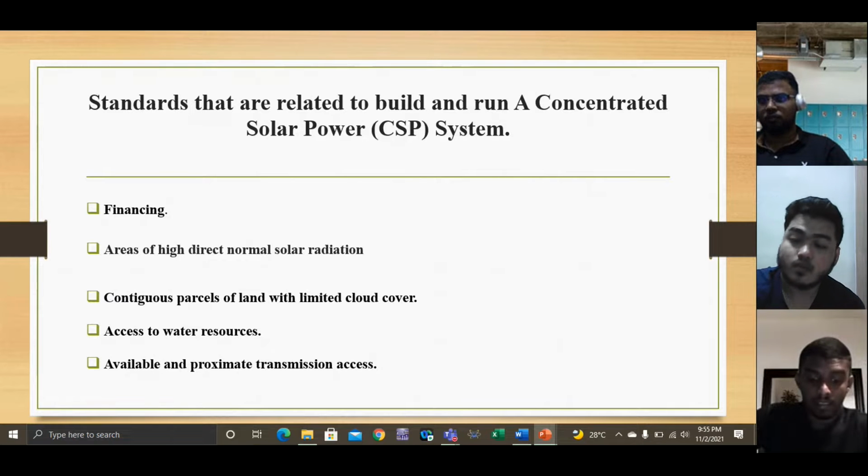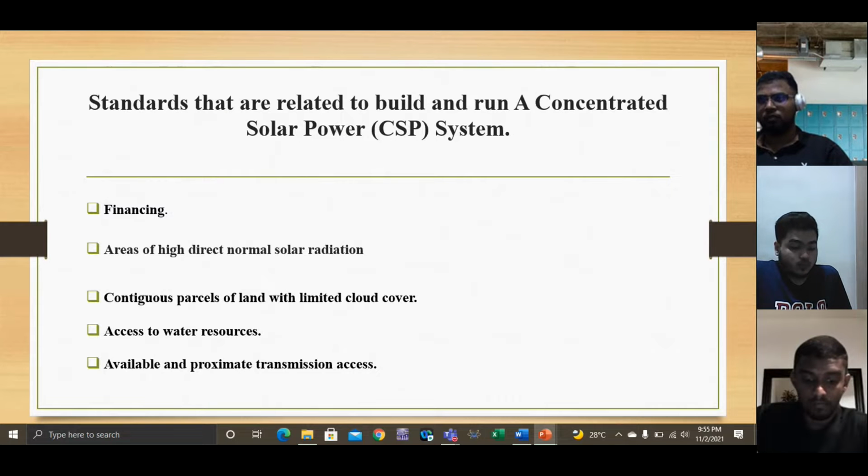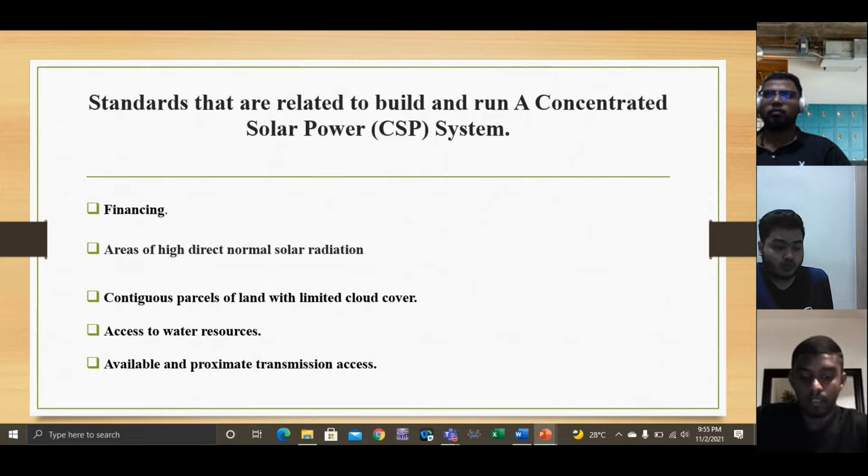A CSP plant operates most efficiently and thus most cost-effectively when built in sizes of 100 megawatts and higher, while land needs will vary by technology. A typical CSP plant requires 5 to 10 acres of land per megawatt of capacity. The larger acreage accommodates thermal energy storage.